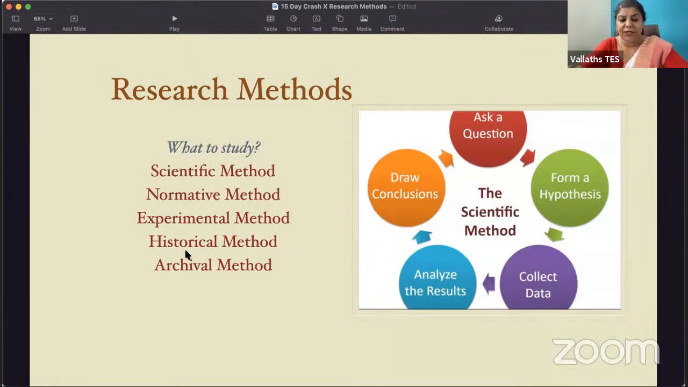Such questions are important in historical method. Related is archival method. Archival method means you are looking at the archival data, archival history. That means not the printed books, but manuscripts, oral records, visual materials. All these are part of archives.